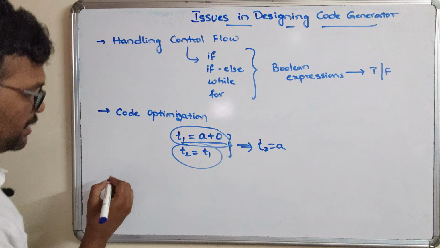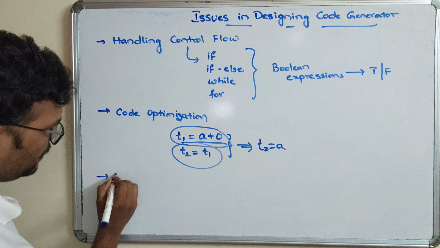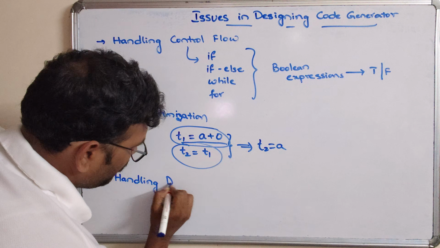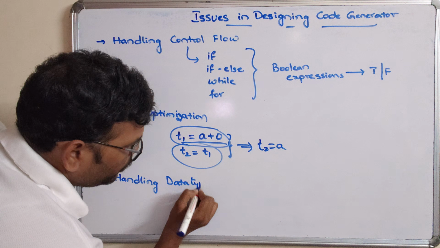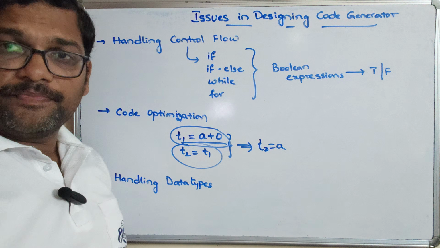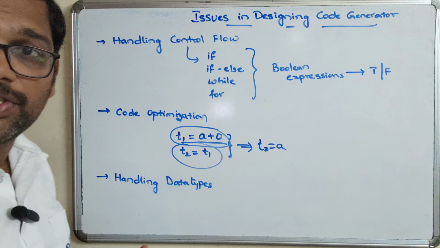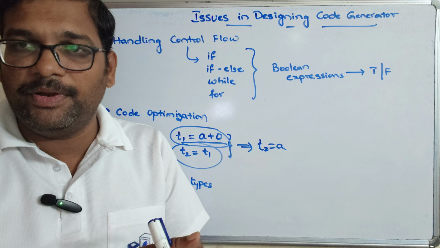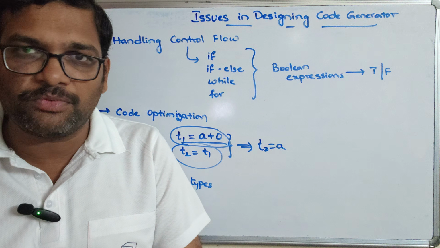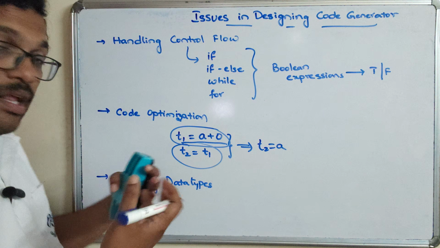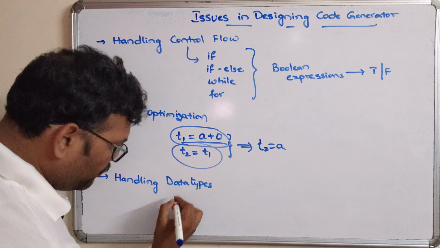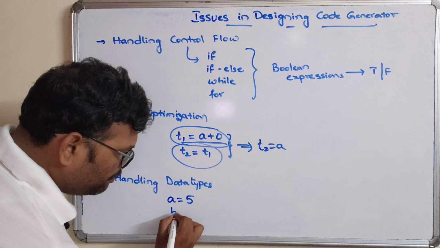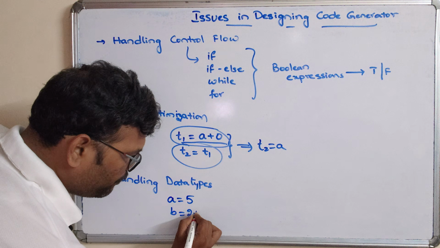Next, handling data types. We know that there will be a lot of data types, so type conversion will be done. Sometimes implicit conversion will be done and sometimes explicit conversion will be done. So we need to take care of that also. For example, let us take a is equal to 5 and b is equal to 2.5.